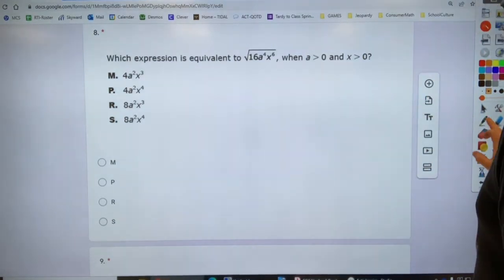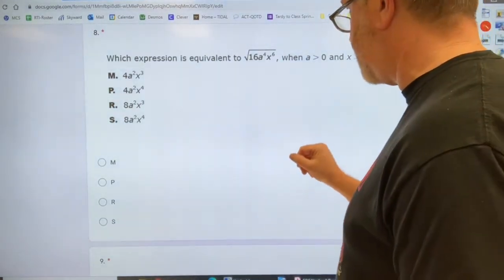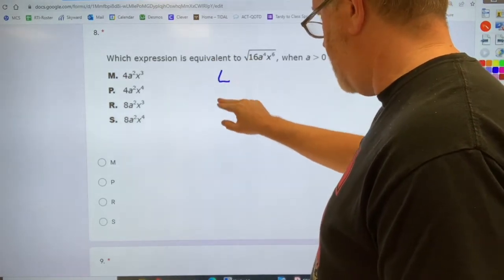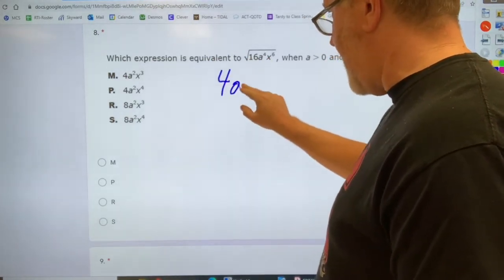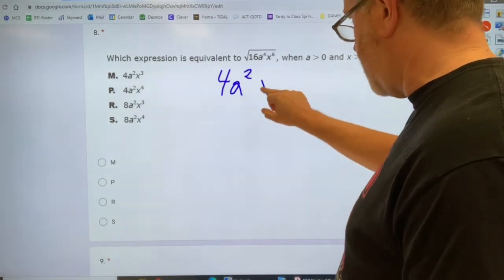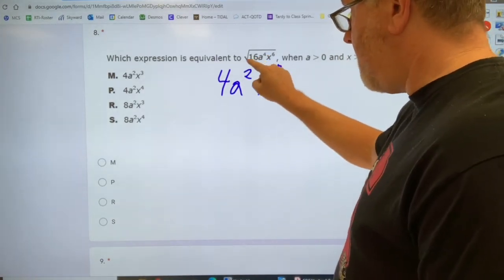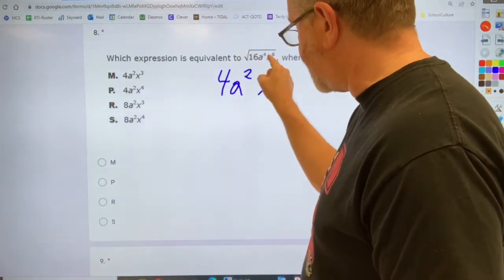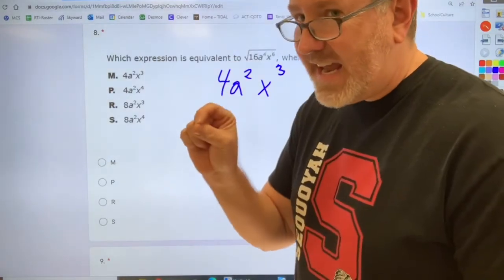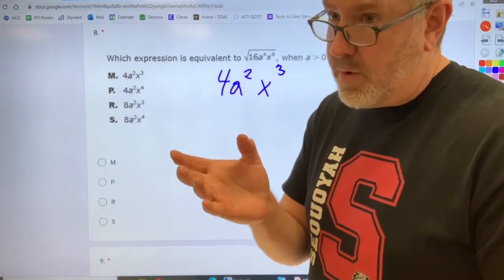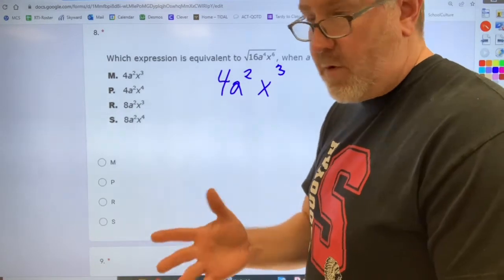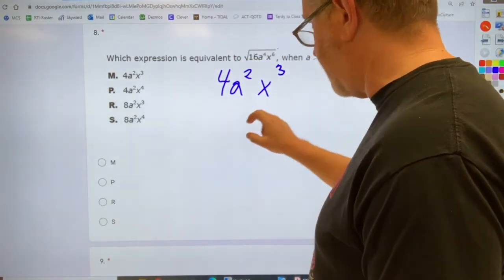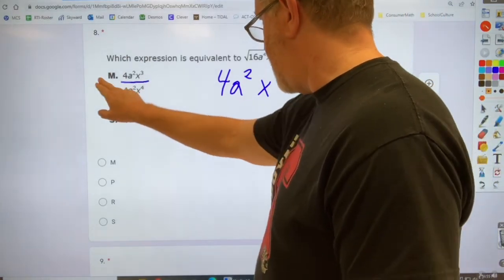Which expression is equivalent to the square root of 16a to the 4th x to the 6th? We just take the square root of 16, pull it out. We take the square root of a to the 4th, pull it out. We take the square root of x to the 6th, pull it out. Remember that numbers are just numbers. You treat them like numbers. But exponents, when you pull them out of the square root, you divide that exponent by 2. If we were taking the cube root, we divide by 3. If we were taking the 4th root, divide by 4, and so on. But we divide that by 2, and we end up with 4a squared x to the 3rd, and our answer ends up being M.